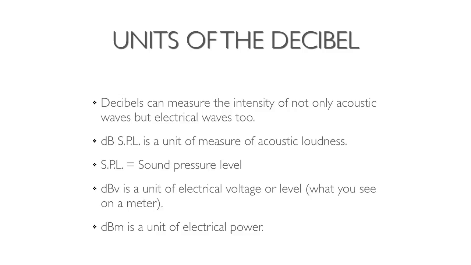So dB can be represented as dB SPL, sound pressure level. That's what SPL stands for. Also, it can represent voltages on a meter. A dBV is a voltage, a unit of decibels. So if you look at meters on your mixing console, for instance, you might see them represented as decibels. They can also represent power, which is a dBm, is a unit of electrical power.